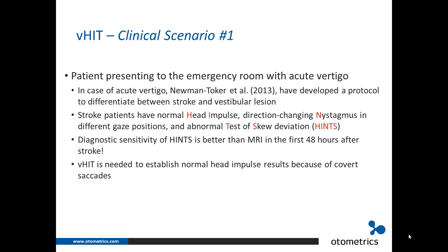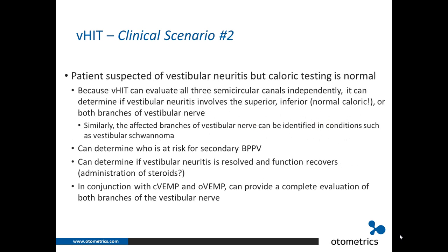Obviously, VHIT plays a significant role because evaluation of the head impulse test results requires identifying both overt and covert saccades. The second case involves a patient whose symptoms match those of vestibular neuritis, but the caloric test shows no abnormality. In this case, VHIT can help with identifying rare cases of neuritis that affect the inferior portion of the vestibular nerve. Even when the calorics are abnormal, VHIT can determine if the lesion is limited to the superior portion of the vestibular nerve or involves both branches.